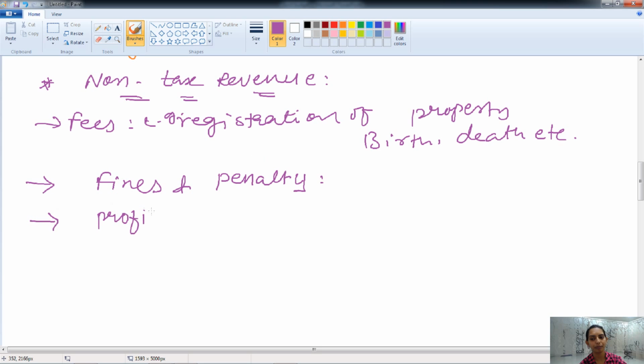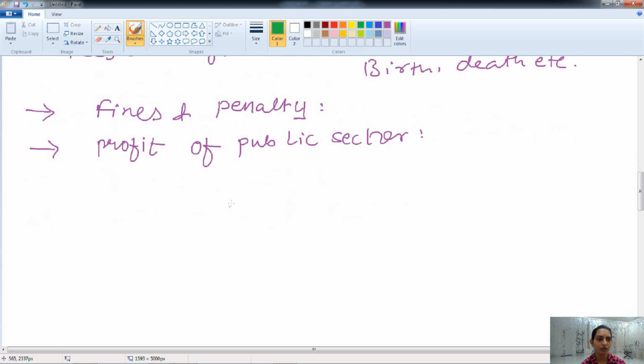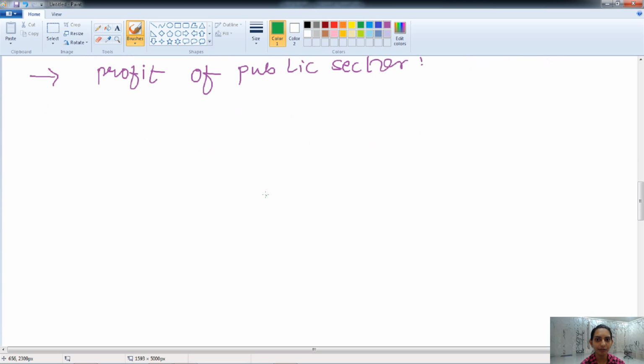The next one is the profits of public sector enterprises. Here the government also runs some public sector enterprises, and the profit generated from those public sector enterprises is known as the non-tax revenue. For example, in India there is the Indian Railway. It's the best example of the public sector enterprises, and the profit generated from it belongs to the government, and it is known as the non-tax revenue.